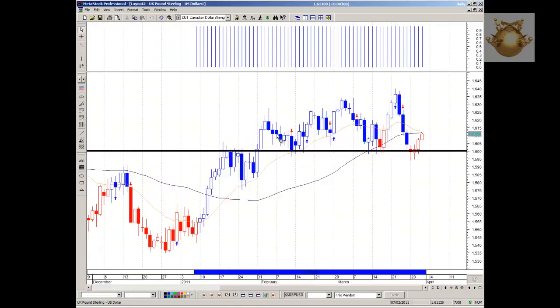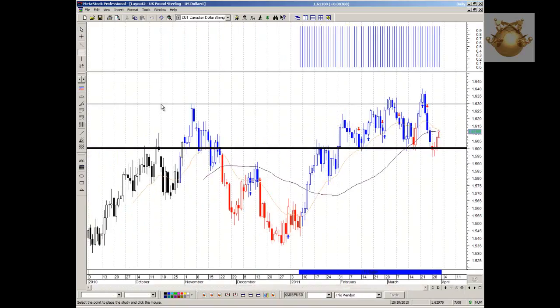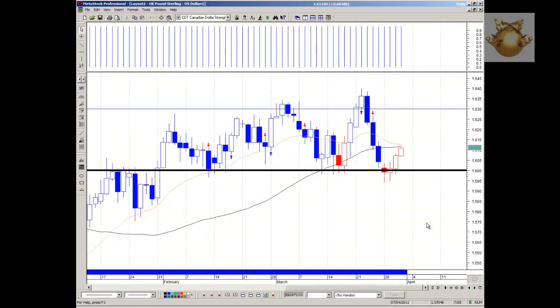We saw price take off and fail at higher levels, and then prior highs around the 1630 were breached slightly, but price still managed to pull back. And now what's happened is we've seen price revert right back down to the 1600 in the past week or so, and then we've had a bounce.